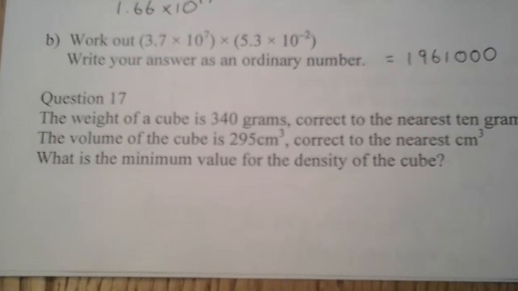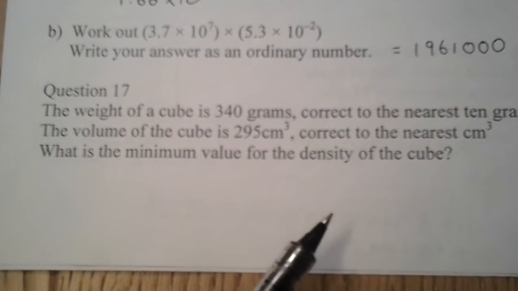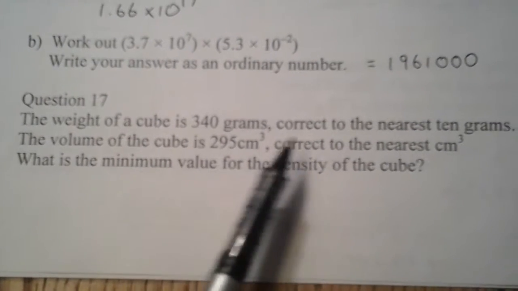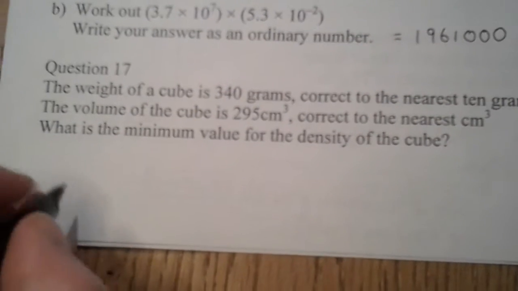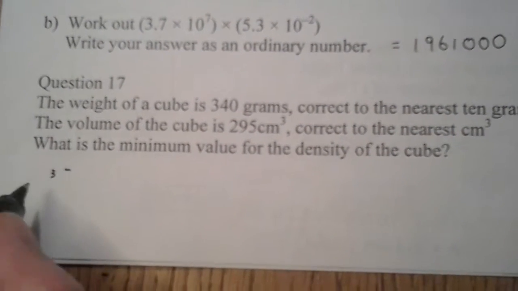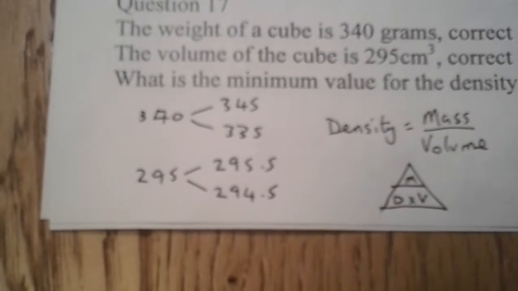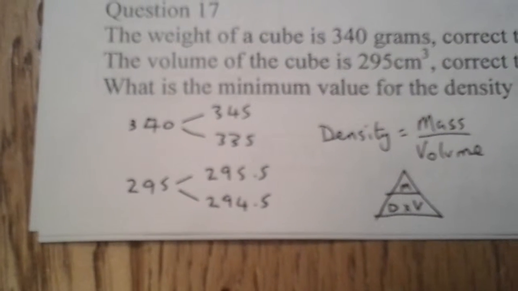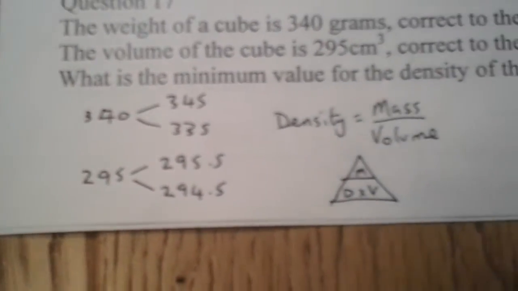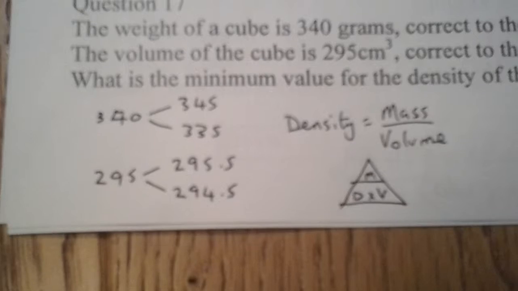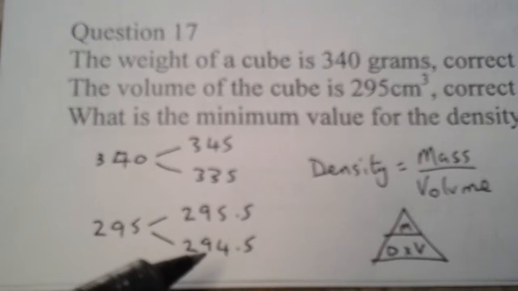Question 17 looks like tolerance because of the words minimum value, and you need to use density. Density equals mass over volume. So work out the tolerances of 340 grams, the nearest 10 grams. Take 10 divided by 2 is 5, so that's 345 and 335. And then 295 to the nearest centimetre cubed is the nearest 1, so half that's 0.5, so it's 295.5 at the top, 294.5 on the bottom.